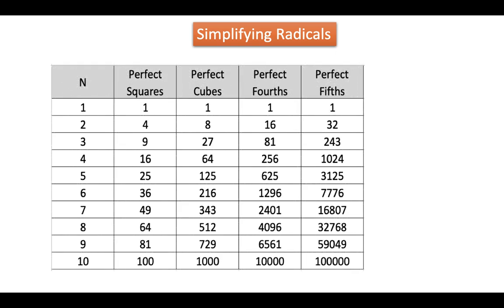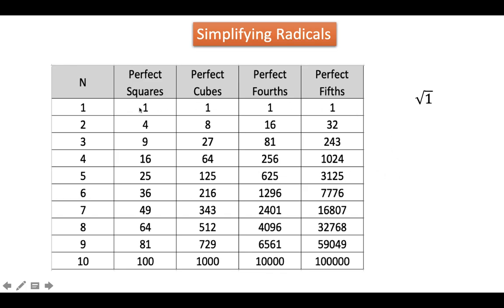In simplifying radicals, it is an advantage if we are familiar with the perfect squares, perfect cubes, perfect fourths, and perfect fifths. We don't need to memorize them all, but at least familiarize especially these small numbers because they are frequently used in radicals.